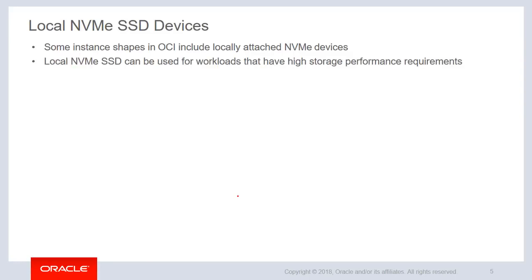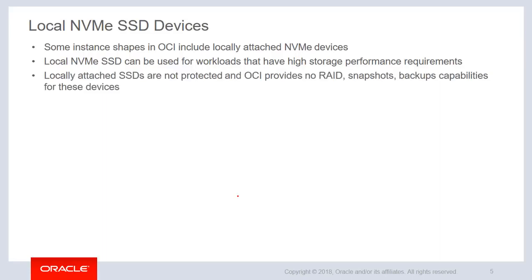Before we get into the block volume service, let's look into the local NVMe SSD devices. Some instance shapes in OCI include locally attached NVMe devices. We covered this in our earlier course on the compute service. Local NVMe SSD can be used for workloads that have high storage performance requirements. So whether it's HPC workloads, big data workloads, data warehouse workloads, you could use NVMe SSD devices.